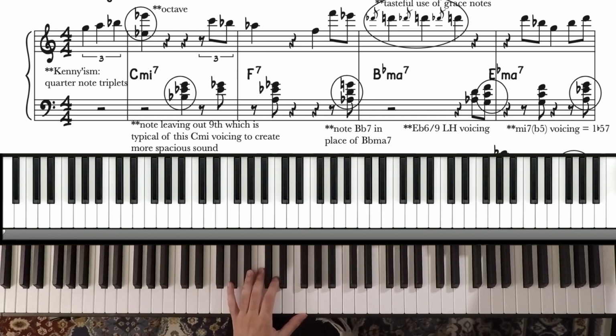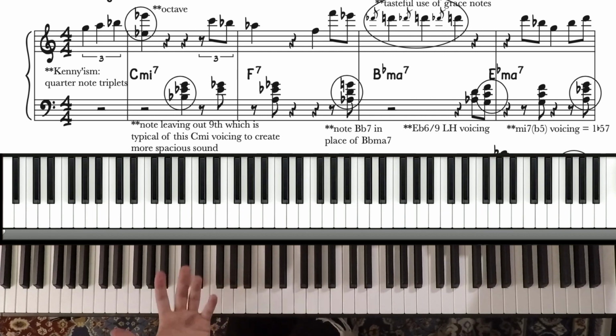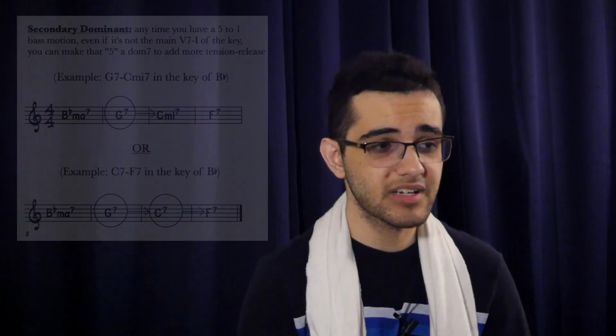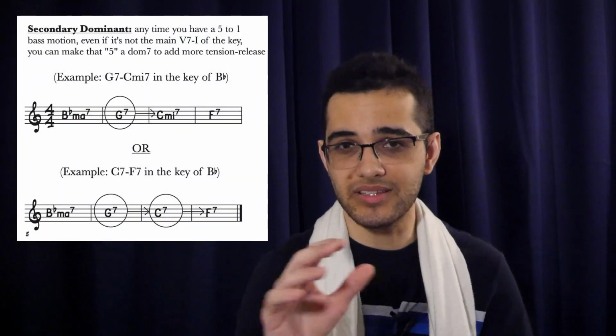So what Kenny's doing here is he's playing a B flat 7, B flat dominant 7th, in place of B flat major 7. And why does this work? In this particular instance, it's because you can sub that as a secondary dominant, right? Because you have that 5-to-1 bass motion, because you have B flat going to E flat.